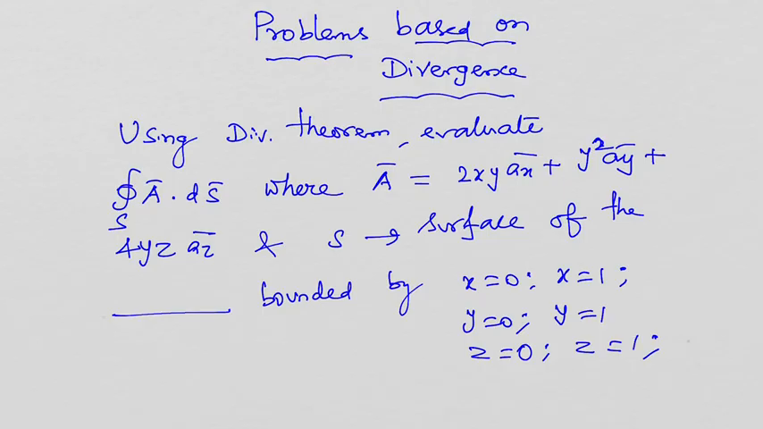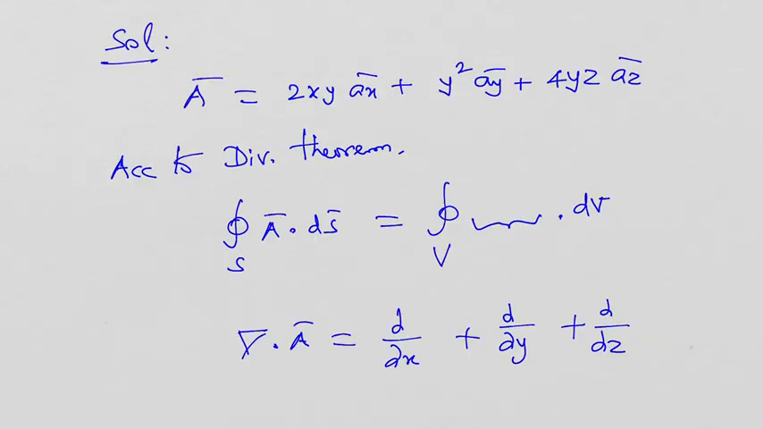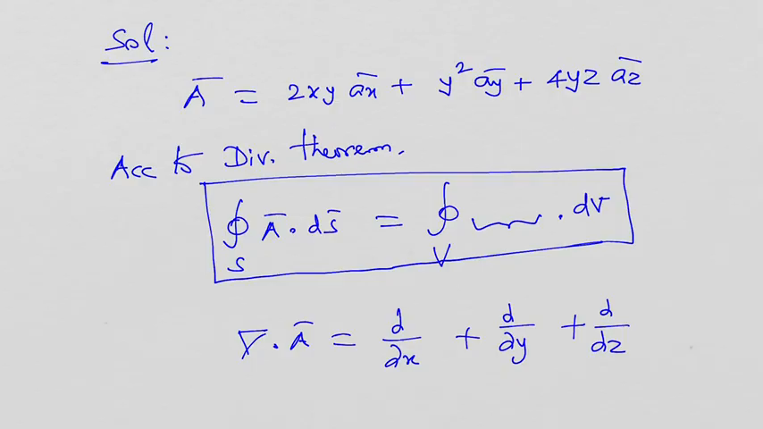So let us look into the solution of the problem. The vector field is given by 2xy ax plus y squared ay plus 4yz az. Using divergence theorem, if you analyze the possibilities for obtaining surface integral of A dot ds, volume integral of del dot A into dv will appear. So del dot A, what is del dot A? Dou by dou x, dou by dou y, dou by dou z of dou by dou x of ax, dou by dou y of ay, dou by dou z of az.